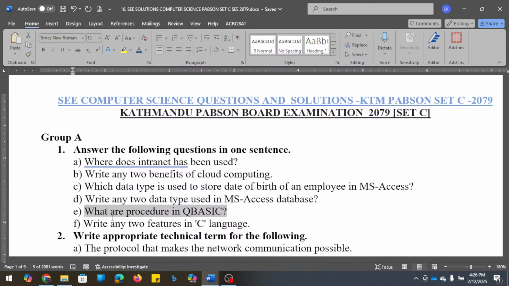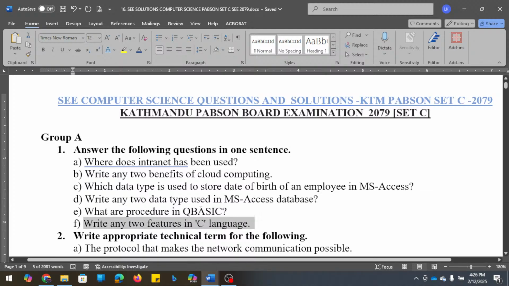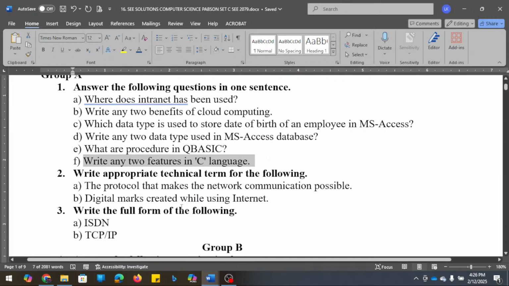Write any two features of C language. C language has many features. First, it supports structured programming, which means dividing the main program into multiple segments and writing the code for each. And next, it supports memory management, meaning we can write a program to manage the memory efficiently.